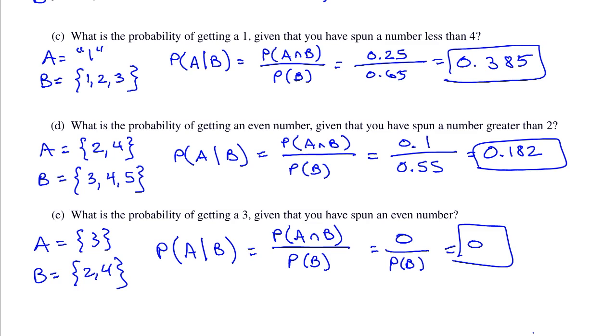Union is a word. Union is over. Intersect, because it looks like an A.